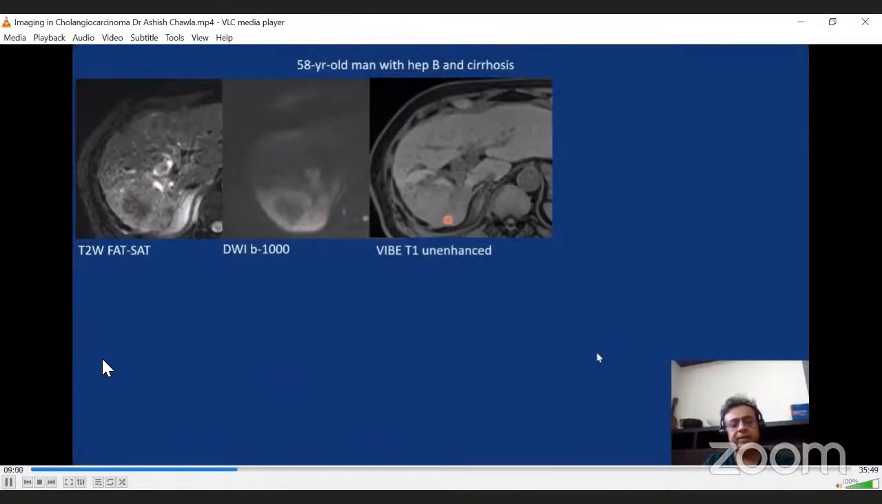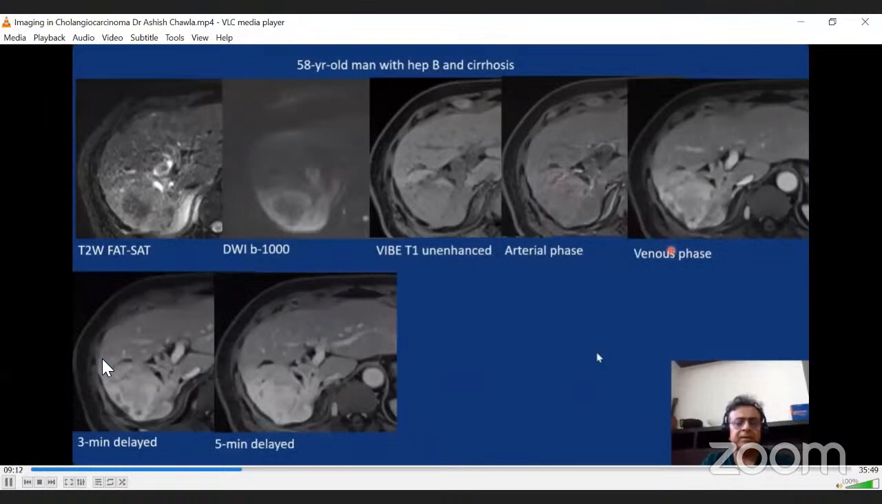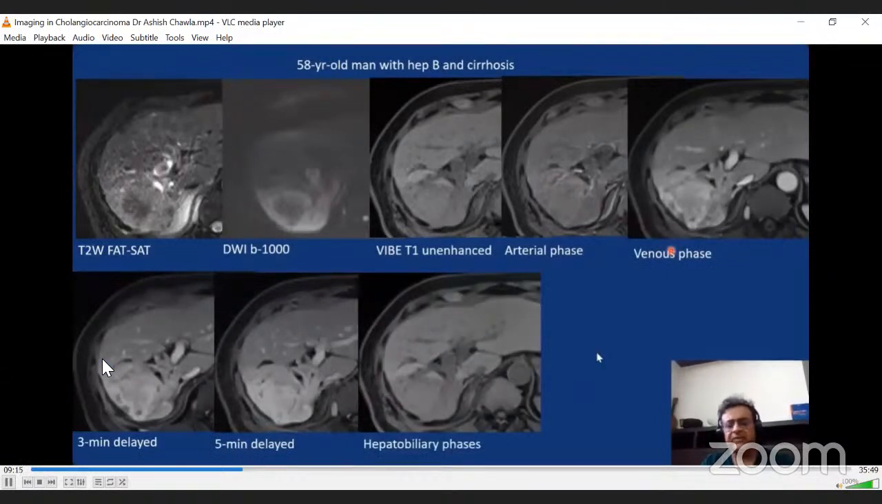On T1 weighted images, this mass is hypointense. In the arterial phase, there is barely any enhancement in the mass, but there is some heterogeneous, very mild enhancement. In the venous and delayed phases, there is progressive and denser enhancement in the mass, as well as in this component which is extending here. There are ancillary features here. The duct is dilated here, and there is capsular retraction.